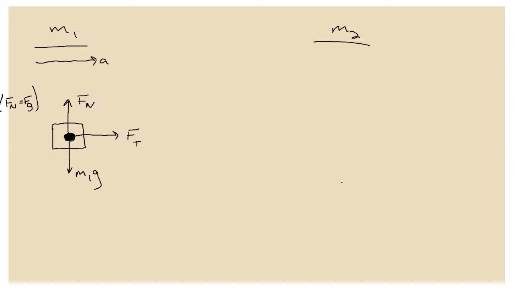Now, the more important diagram, perhaps, because in this diagram everything matters, is the diagram for M2. M2 is a little bigger, so I'll draw the box a little larger, although that doesn't really matter. And we'll say that this thing is accelerating down here, which it is going to. The first thing that we have is our tension.